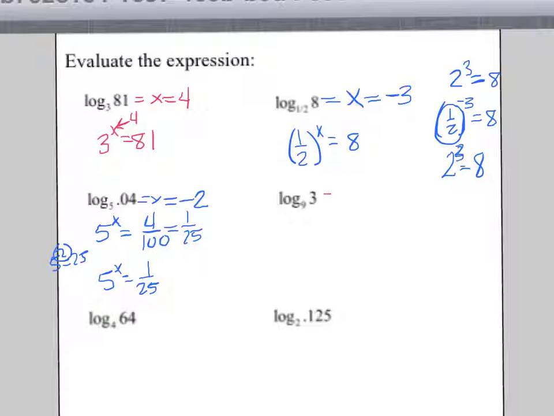Alright, log base 9 of 3 equals x. So we've got 9 to the x equals 3. I'm pretty sure the square root of 9 equals 3. And the way we do a square root with an exponent is 1/2.